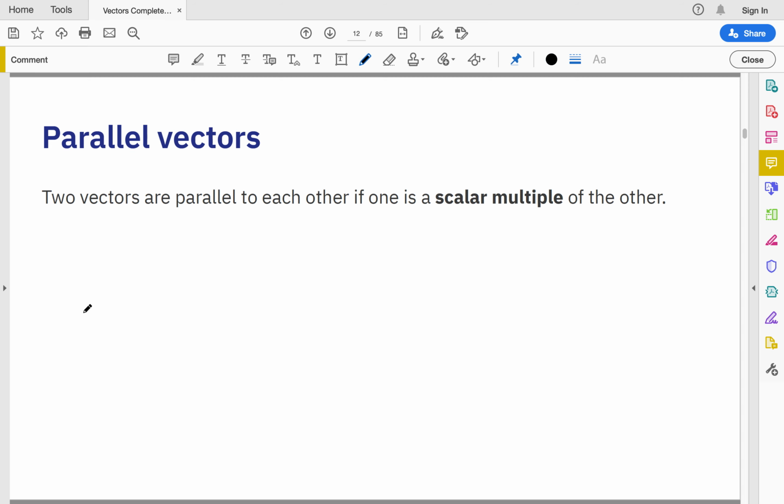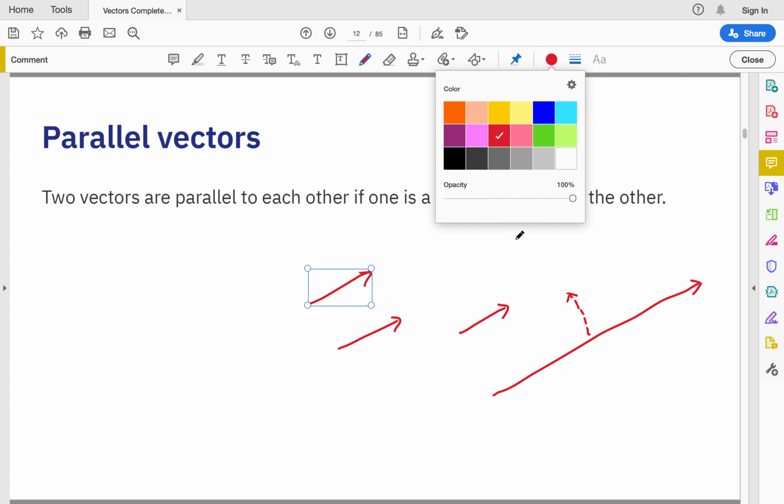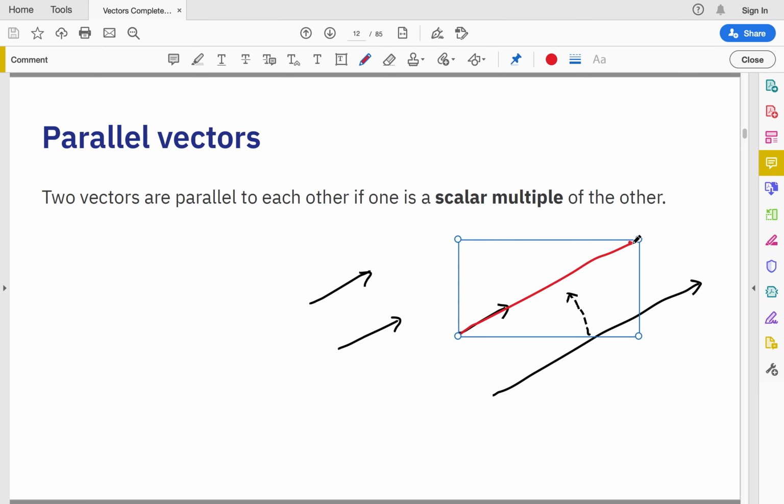Two vectors are parallel to each other if one is a scalar multiple of the other. So we know that vectors do not necessarily have to have a starting point. So this vector and this vector are basically the same thing. So consider two parallel lines, not necessarily starting from the same point. Now we can easily move this vector upwards to superimpose with the vector that we drew here. So something like this.